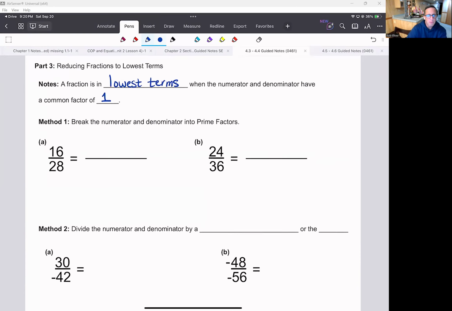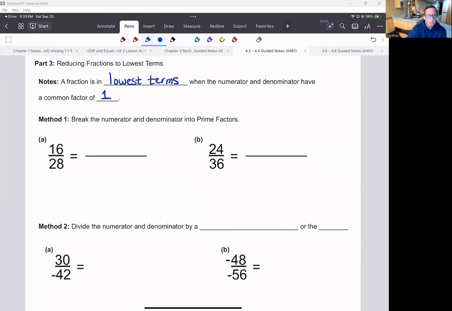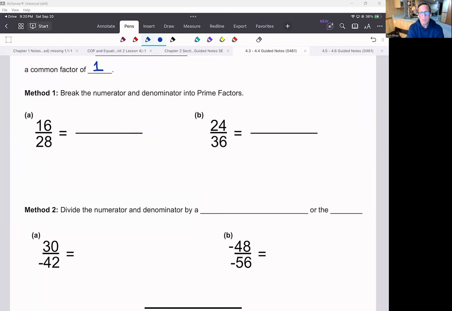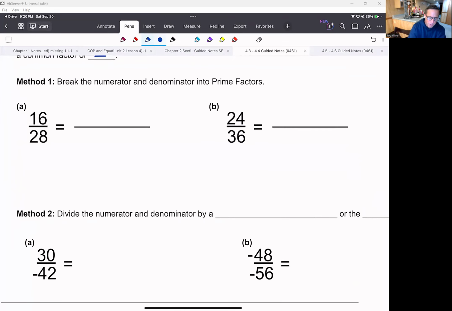Okay, so break the numerator and denominator into prime factors. That's one way you can do it. Sometimes reducing fractions is, for whatever reason, some people don't always get it down to simplest form. They reduce it perhaps, but not low enough where it's in simplest form. So we can break it down into prime factors. So 16, for instance, 16 is what? 2 times 2 times 2 times 2, right? 28 is 2 times 2 times 7.